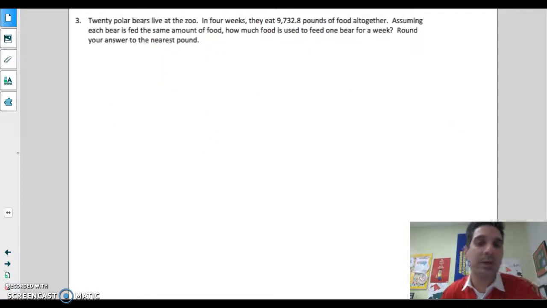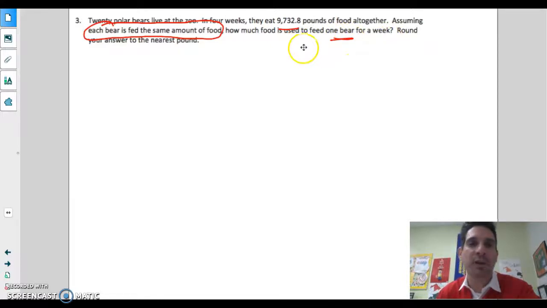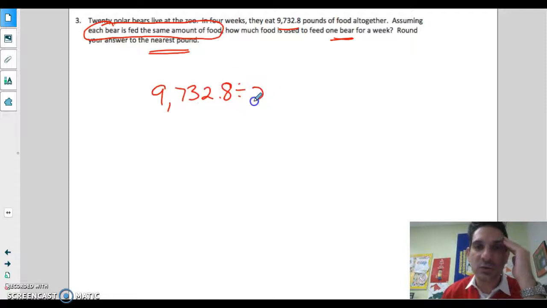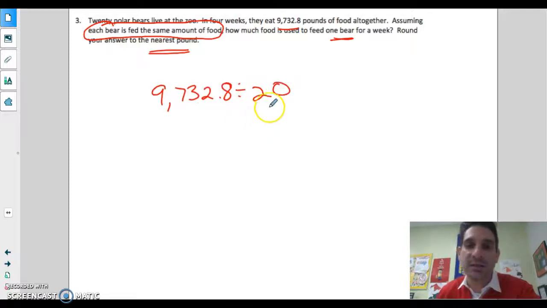Next one. 20 polar bears live at the zoo. In 4 weeks, they eat 9,732 and 8 tenths pounds of food altogether. Assuming each bear is fed the same amount of food, how much food is used to feed one bear for a week? Round your answer to the nearest pound. Holy macaroni. So I have to do 9,732 and 8 tenths divided by 20. Let's break this down to 10 and 2.